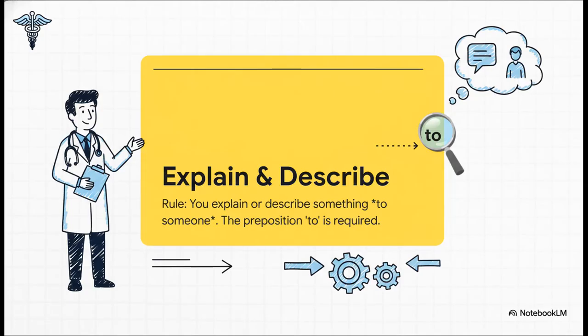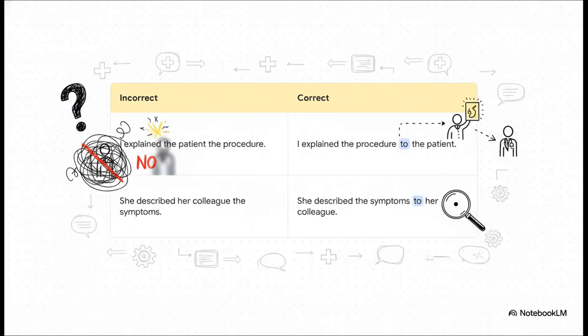Okay, let's build on that with two more really important verbs, explain and describe. Now, the rule here is just as strict, but check this out. It's a little different. You can't just stick the person right after the verb. You have to connect them with that tiny, crucial word, to. And this just lays it out perfectly. Saying, I explained to the patient is just wrong. What did you explain? You explained the procedure. And who did you explain it to? To the patient. That little word to is the secret sauce here. It's not optional, and using it correctly makes you sound so much more professional.